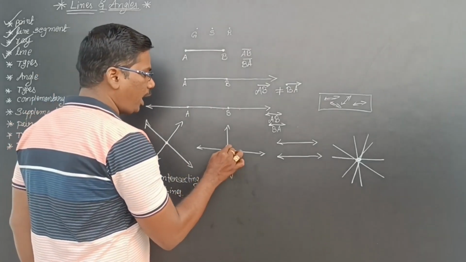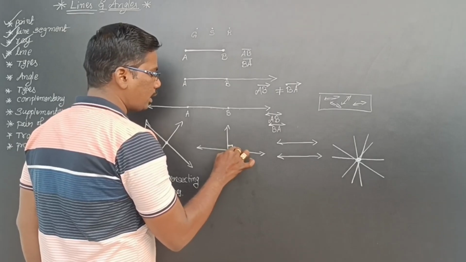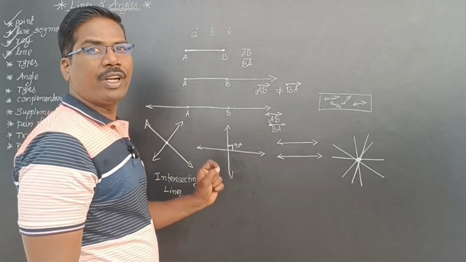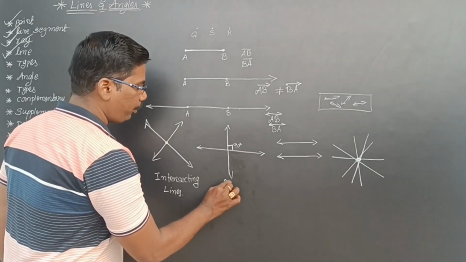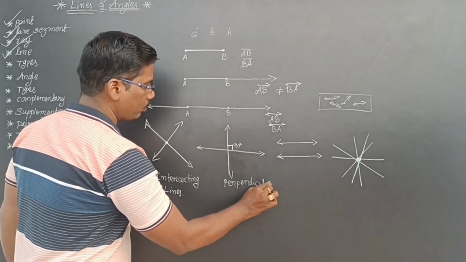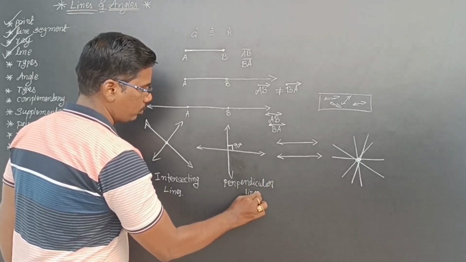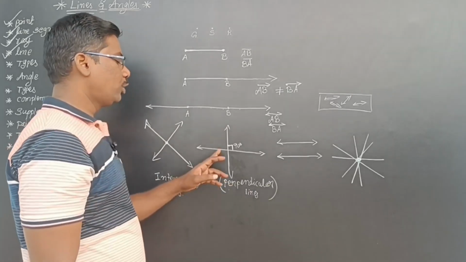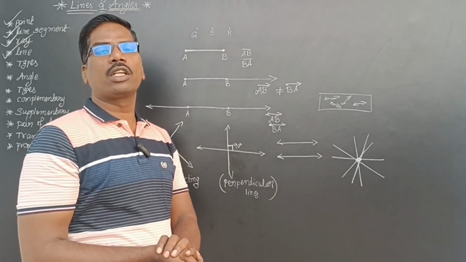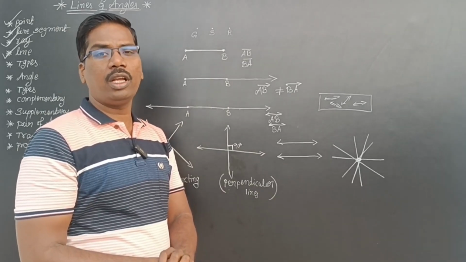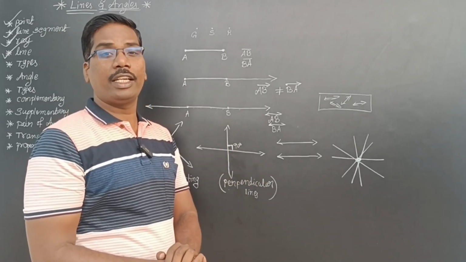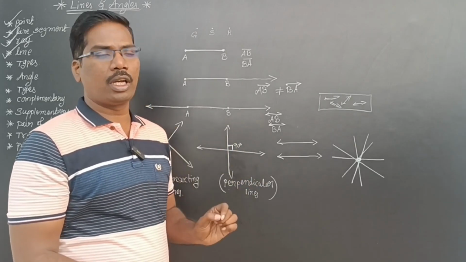Now, if the angle between two lines is 90 degrees, then those two lines are called perpendicular lines. Most important. Otherwise, you can say if the angle between two lines is a right angle, then the two lines are called perpendicular lines.